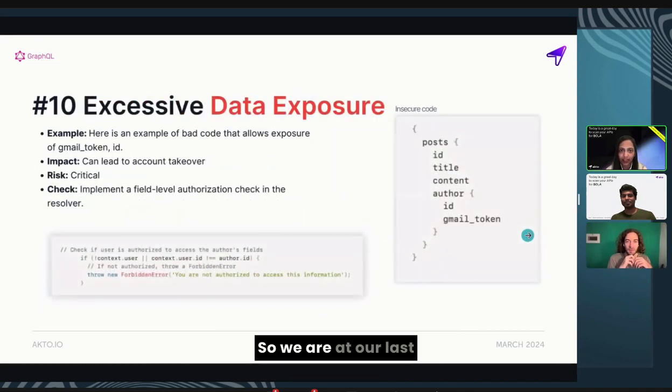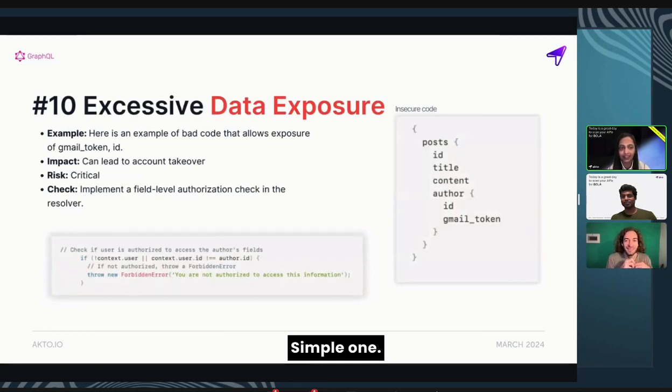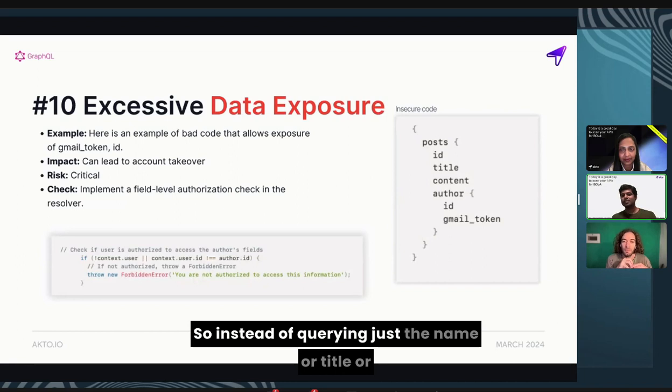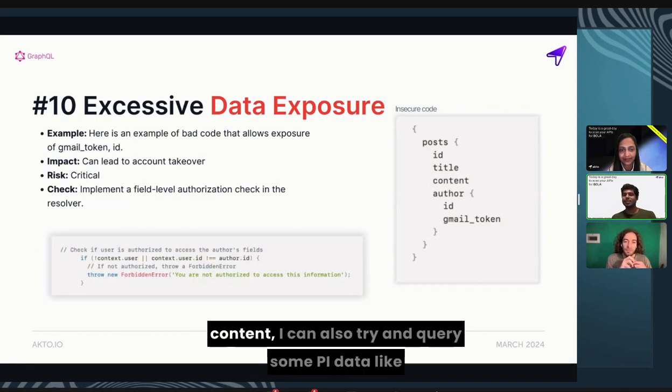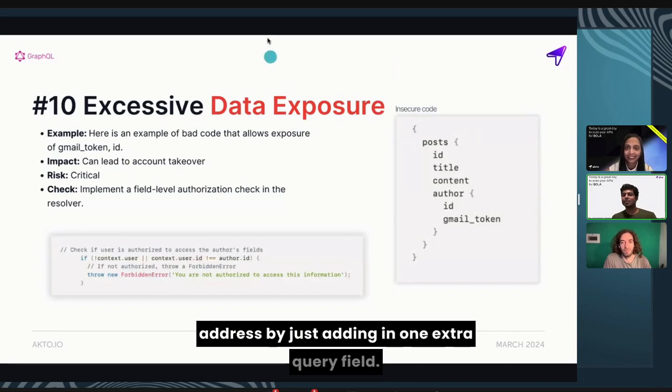Awesome. So we are at our last one, which is excessive data exposure. It's a simple one. So Uri, this is also like the last one. Instead of a mutation, we are dealing with a simple query over here. So instead of querying just the name or title or content, I can also try and query some PII data like your social login token or your email ID or your address by just adding in one extra query field.